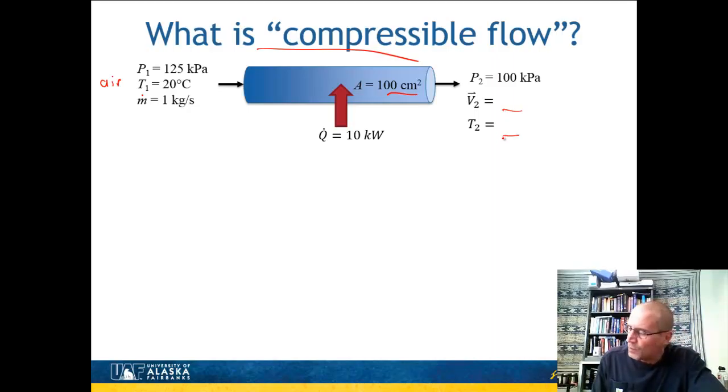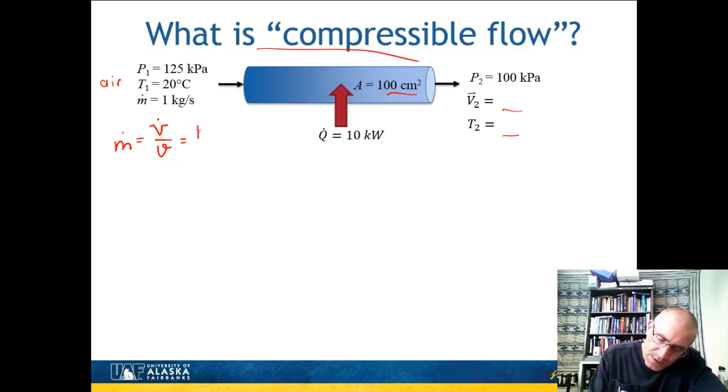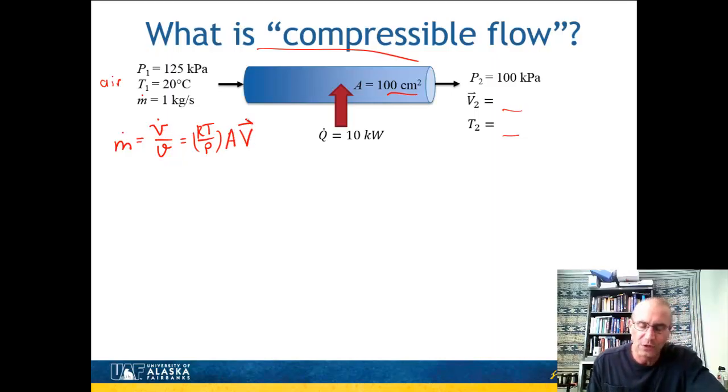We can go ahead and determine the outlet velocity from a mass balance. The mass flow rate is going to be equal to the volume flow rate over the specific volume, and if it's an ideal gas, we can replace the specific volume with RT over P from the ideal gas law. And then the volume flow rate is going to be the area times the velocity. I'll write the velocity with a little arrow over it so that we know that it's not volume but the velocity. And so we can go ahead and solve this.